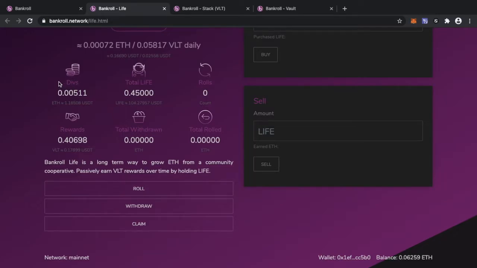Number one, you can roll them, which basically means those divs will go across to your Life total. Your Life total goes up. You've basically compounded your Life, and now you are earning more on your Life, because instead of having 0.45 Life, you'll have 0.4505 Life, and then obviously you get more Ethereum based upon your share of the Life pool.